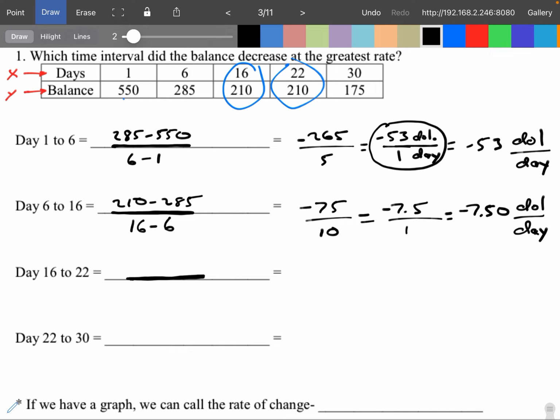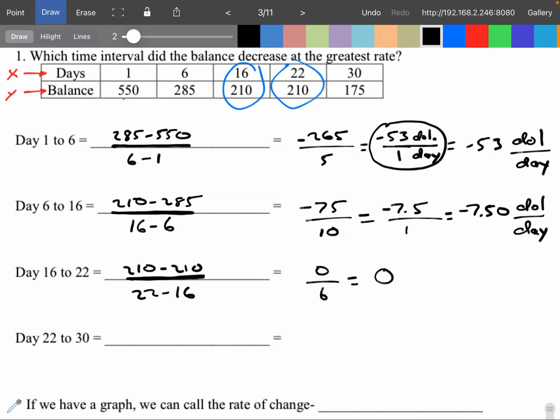So then we got to use these 2 points, right? From day 16 to day 22. So again, we're going to subtract the x's on the bottom. That's going to be important in all this stuff, okay? The x's are going to be on the bottom. So we're going to do 22 minus 16.